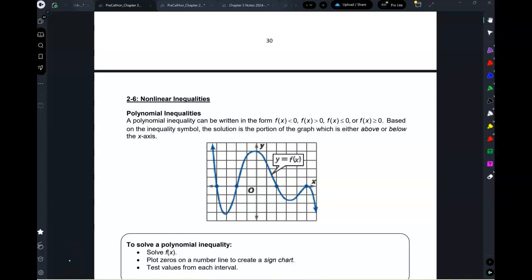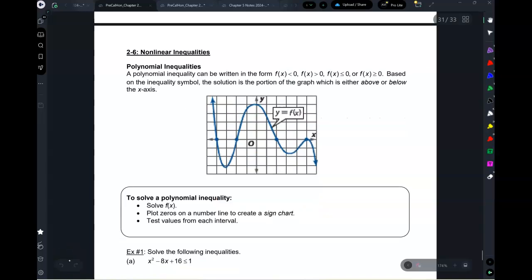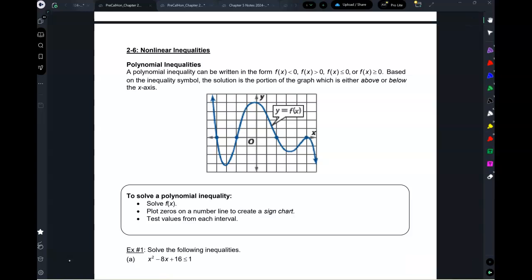Okay, so a polynomial inequality is different from a polynomial equation. In a polynomial equation, we are looking for a value of x where the function equals 0. In a polynomial inequality, we are looking for a range of values. We're looking for a range of values over which the polynomial is either positive or negative and so on.